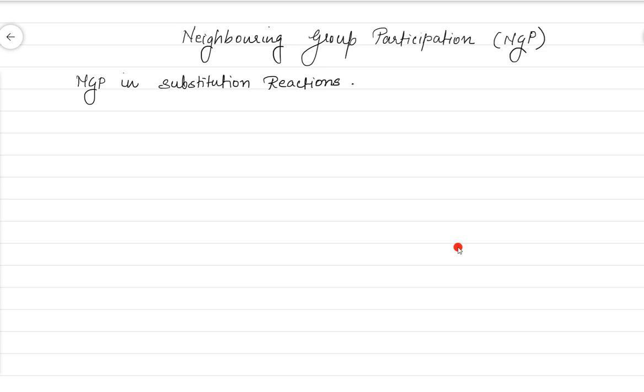To study today: neighboring group participation in substitution reactions. Neighboring group participation is also called NGP. Now, what do you mean by exactly this? There are various reactions whose rate of reaction depends upon certain factors.